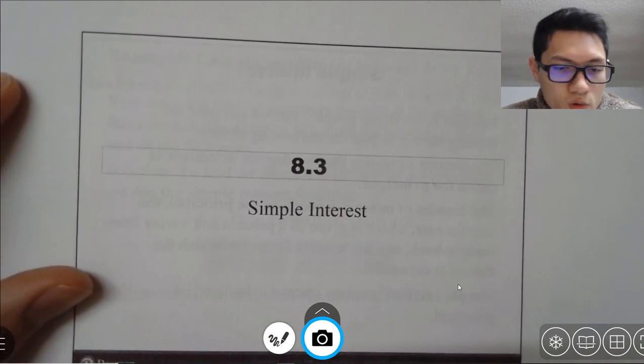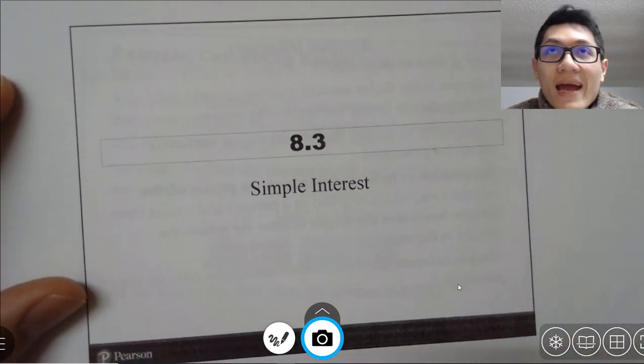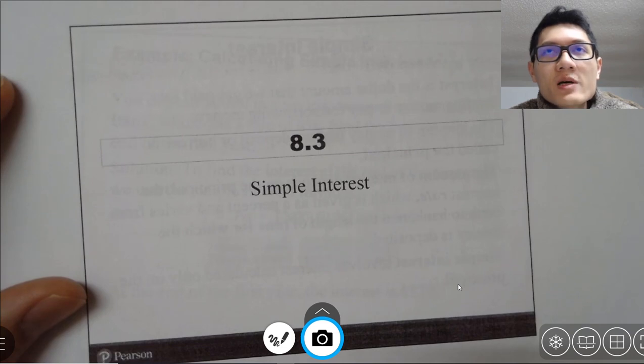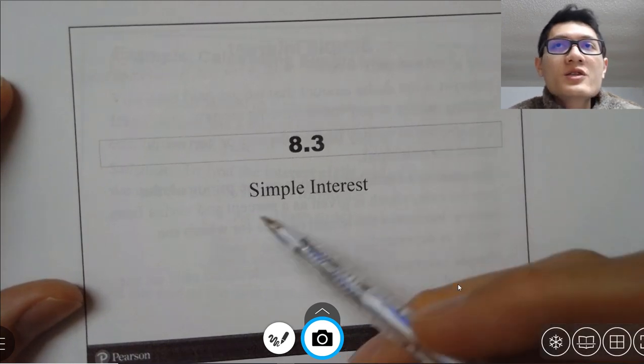Okay, so let's move on to another section, another application for this chapter, 8.3. It is simple interest.